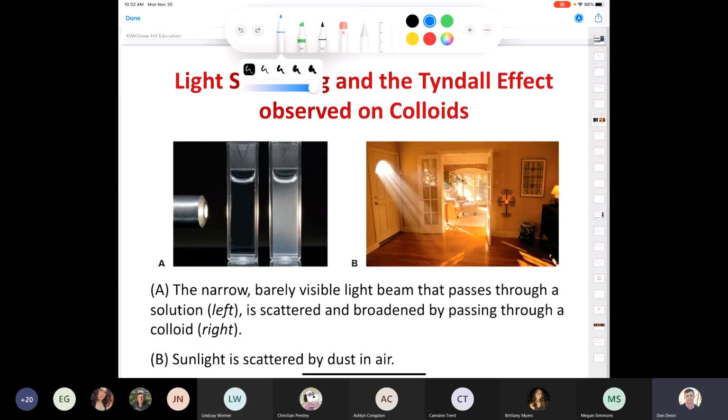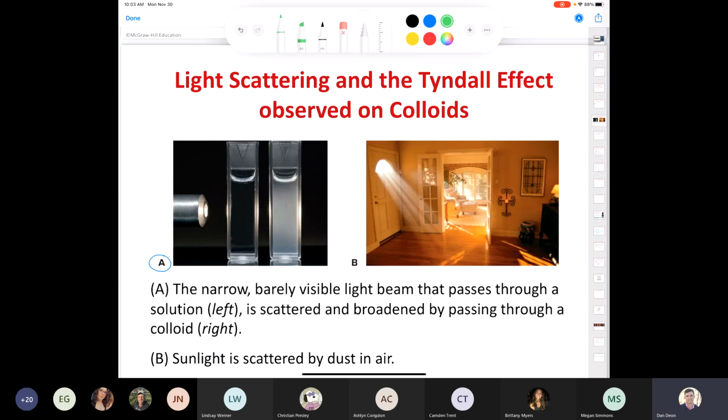a colloid. If we look at the figure on the left-hand side, it says the narrow, barely visible light beam that passes through a solution. This is a solution right here. Is scattered and broadened by passing through a colloid. And so that is how you tell the difference. You see how this looks kind of foggy when you shine a light through it?